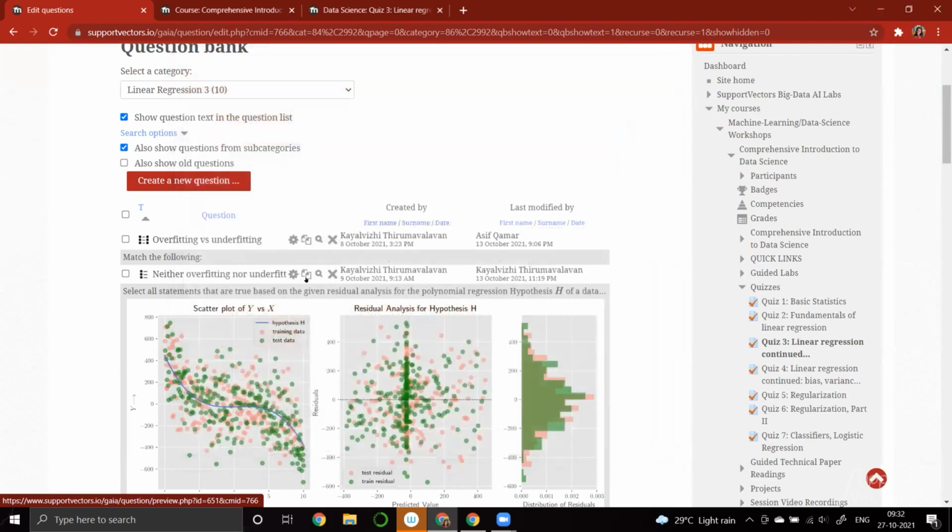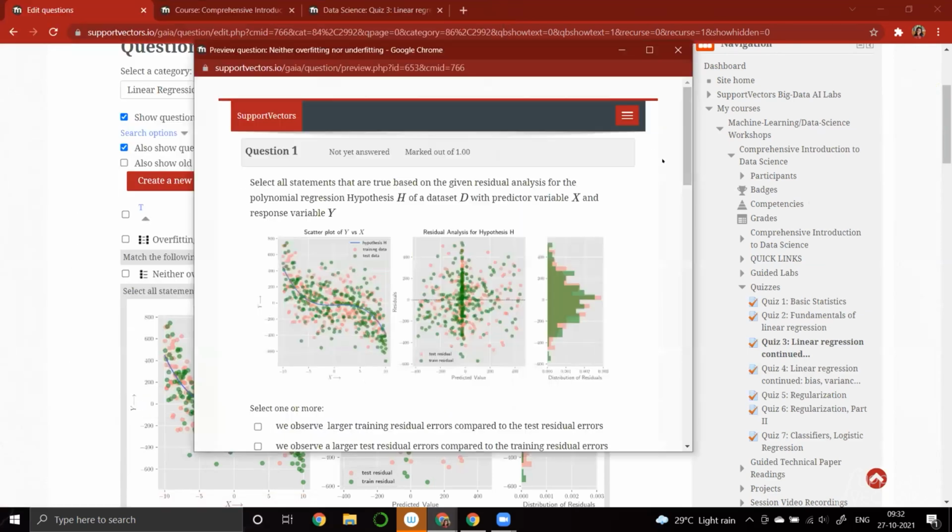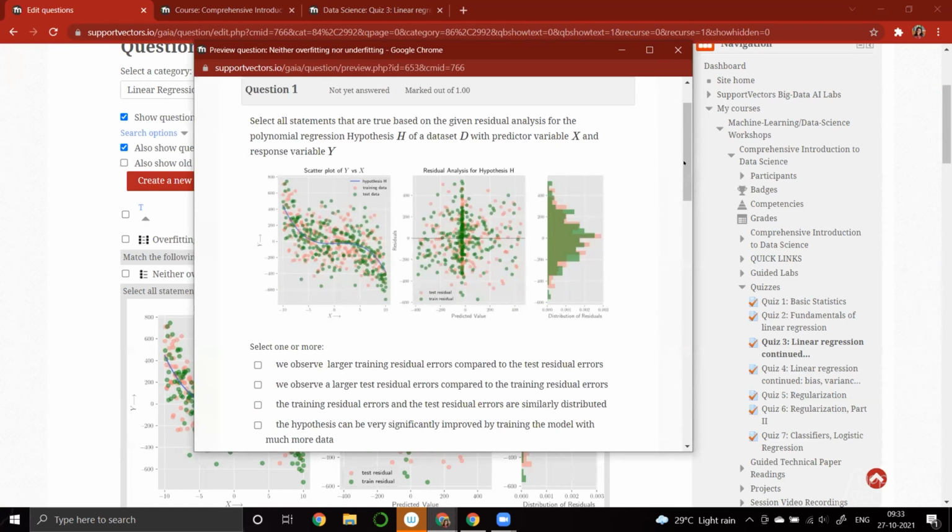Okay, the second question. Select all statements that are true based on the given residual analysis for the polynomial regression hypothesis H of a data set D with predictor variable X and response variable Y. So let's see, these are the three graphs. We observe larger training residual errors compared to the test residual errors. The first statement is not actually true. We see it is almost equal, right? So we don't have a big difference here. We observe larger test residual errors compared to the training residual errors. No. The training residual errors and the test residual errors are similarly distributed.